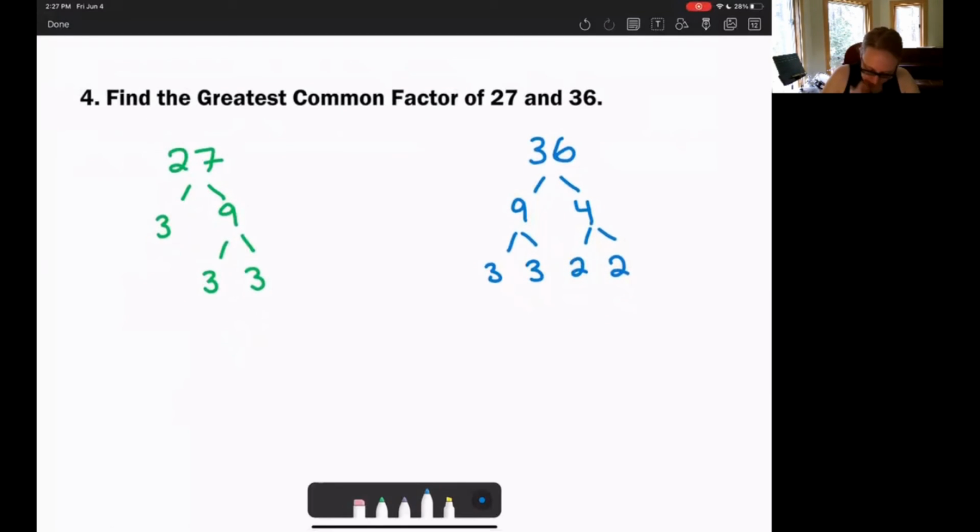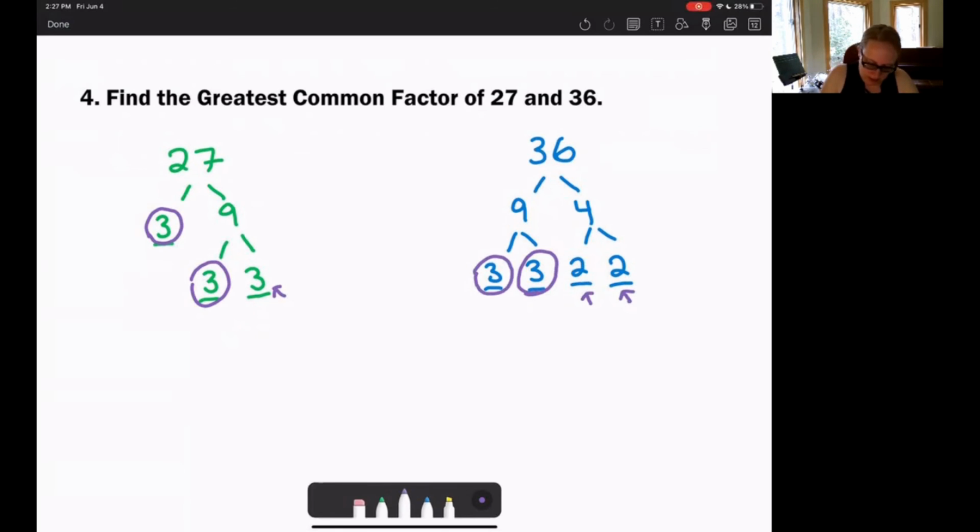Now to figure out the common factor, what you want to do is circle anything that is common to both trees. So we're looking only at the branch tips here. So you're only looking at your prime factors. So I'll just underline those. So we're only looking at these numbers here, and we're asking ourselves, which ones are in common? Where do we have a pair? So I have a pair of 3's here. And then we have a 3 here and a 3 here as well. So we have another pair. Then we have a lonely 3 over here. So we can't circle that one because we don't have a 3 on the other tree. And we can't circle these 2's because they don't have a pair on the 27 tree.